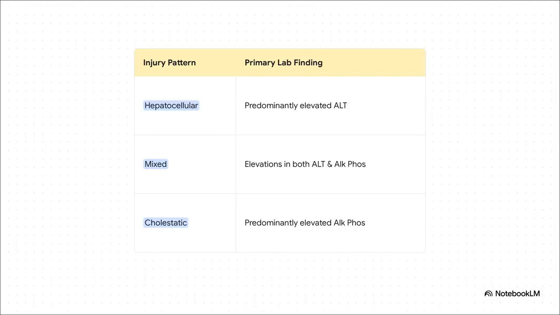And interpreting the result is simple. Think of it like a scoreboard. A high R value, anything greater than 5, means the ALT is winning. It's a hepatocellular pattern. A low score, less than 2, means the ALK-Phos is dominant. It's cholestatic. And anything in that middle zone between 2 and 5, well, that's a mixed picture. It's a quick and objective way to classify the injury right at the bedside.